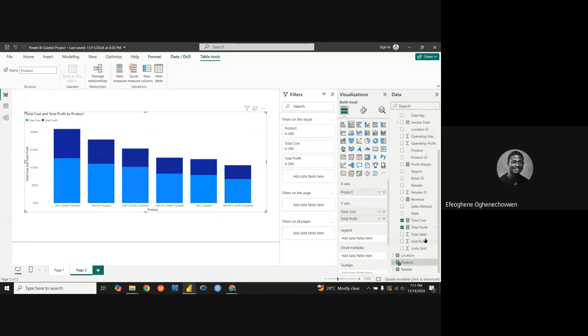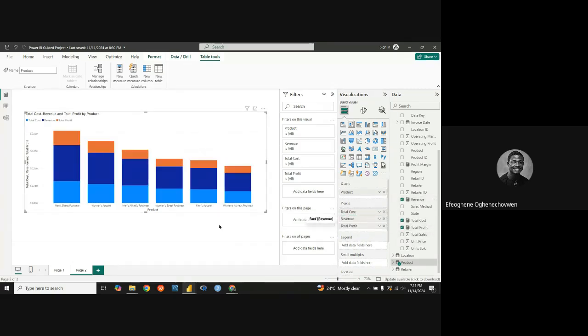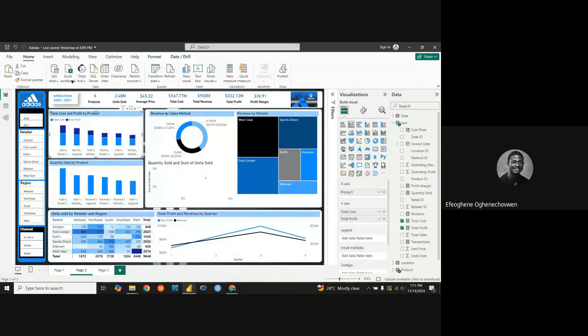I could also put my revenue. If you take a look at this visual here, you can see how I arranged it. There's a reason for this. I think I've mentioned it in the previous class. In order of things, cost comes first before your revenue, and then your profit, because you subtract your cost from your revenue and you get profit. So it's just a way of making it orderly, and it's always a good way to visualize this.